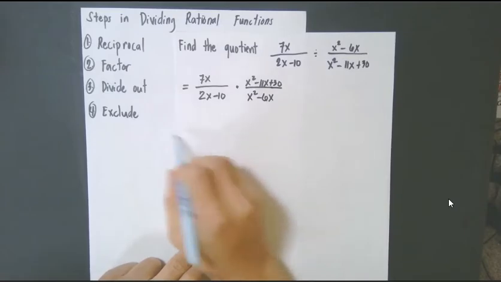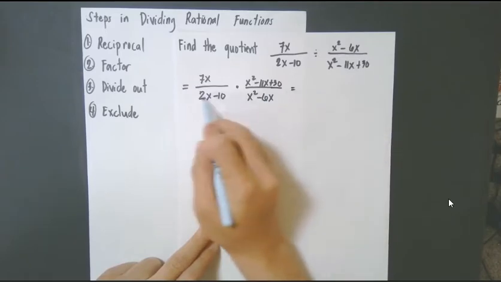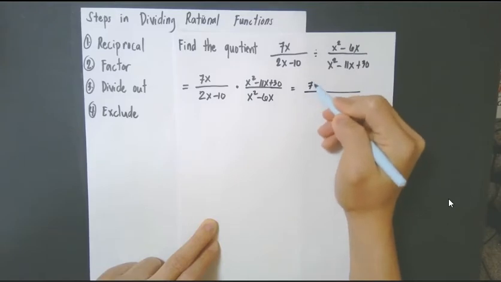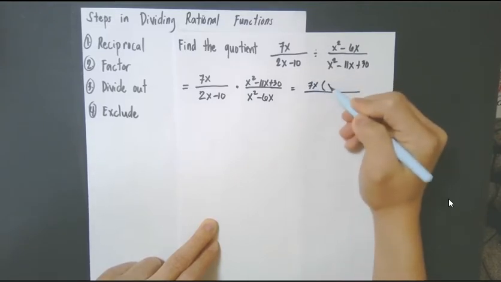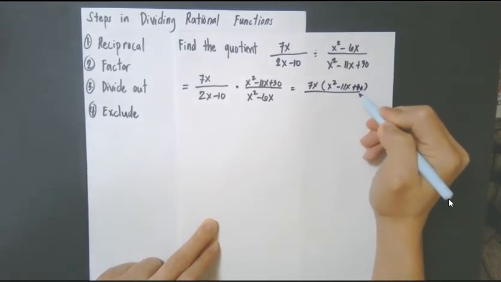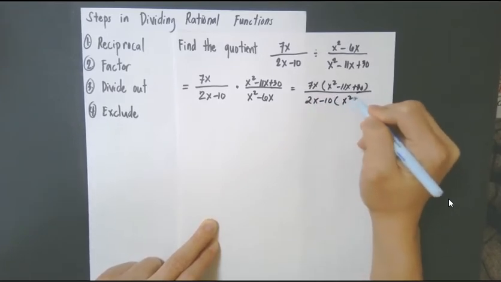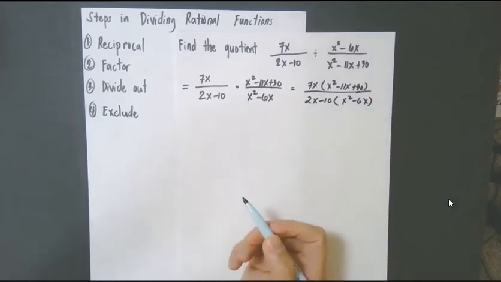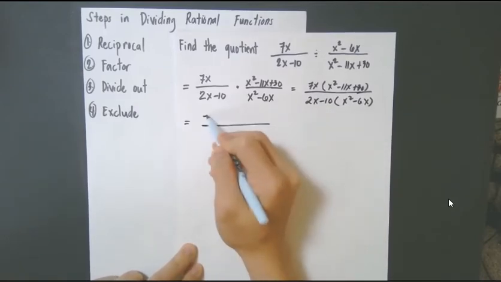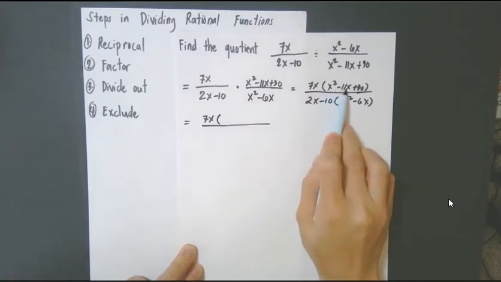Now, second step will be factor out. Before I do the factoring, let me write this into a single fraction sign. So that's 7x multiply that x squared minus 11x plus 30 over 2x minus 10 times x squared minus 6x. So there. Now we factor 7x, we cannot factor that out. Now factor out your x squared minus 11x plus 30.